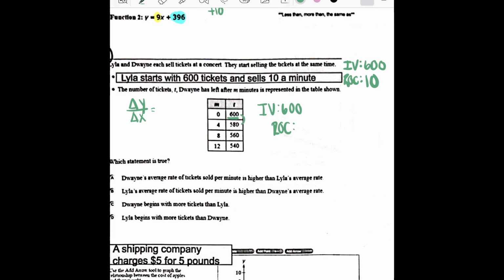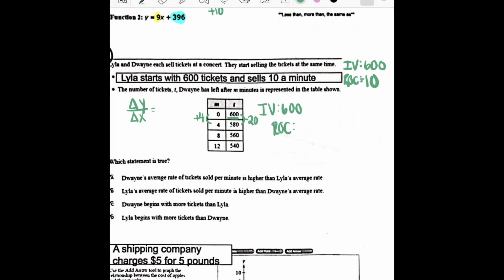So we are going to figure out how many tickets Dwayne is selling. So he goes from 600 to 580. That is going to be going down by 20. And he's going from 0 to 4, which is going up by 4. For our rate of change of Lila, that's going down 10 because she's running out of 10 tickets. So you can add a minus there.